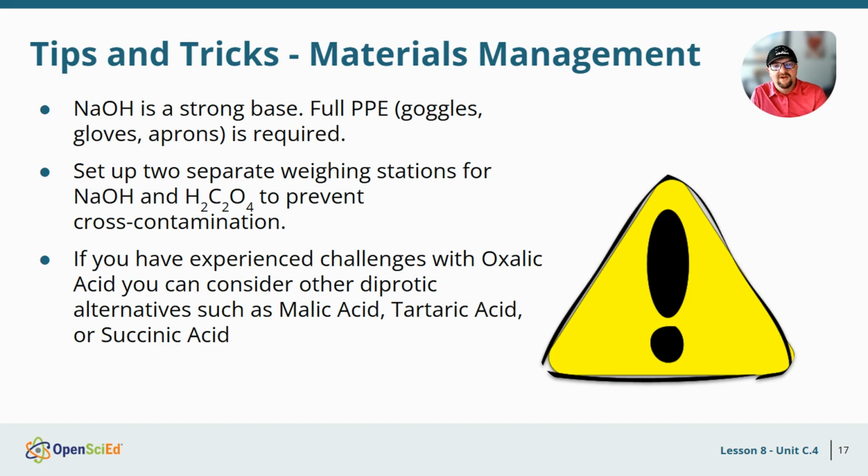Also, if you've run into supply issues or you've experienced some challenges with oxalic acid in the past, you don't have to stick strictly to it. You can swap it out for other diprotic acid alternatives such as malic acid, tartaric acid, or succinic acid. The core stoichiometry and mole ratio concepts hold up exactly the same, so choose whichever option works best for you or your storeroom, but be sure to make the changes to molar masses obvious for the students before they do their calculations.